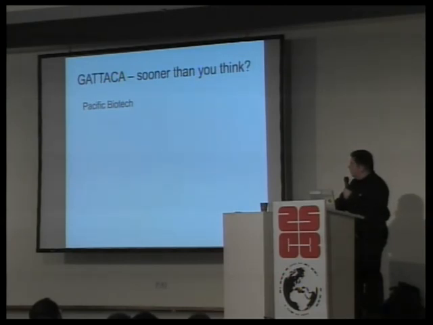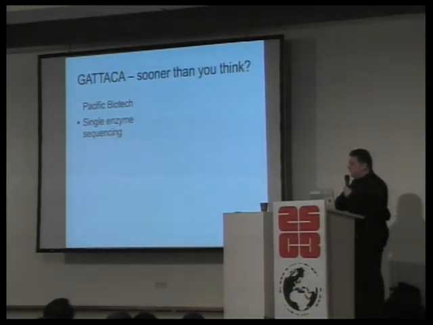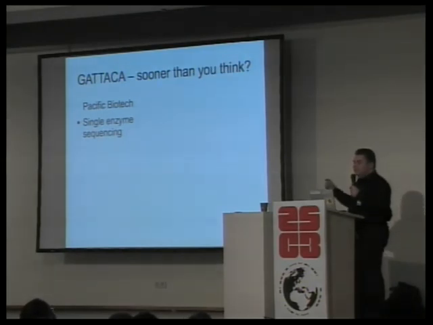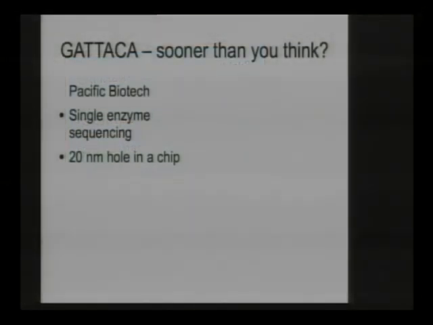So one of them is Pacific Biotech. Just a note, I don't have shares of any of these companies. They do something called single enzyme sequencing. They use the enzyme that our bodies or many organisms use to duplicate their DNA. And they use it for sequencing, which means it's very accurate and very fast. So what they do is they take a single enzyme and they take, again, some glass chip or whatever, and they punch a 20 nanometer hole in this. And they fix this single enzyme in this hole, and then they basically, again, with fluorescent markers, watch the enzyme run through the DNA.